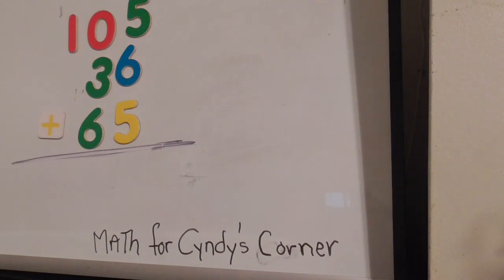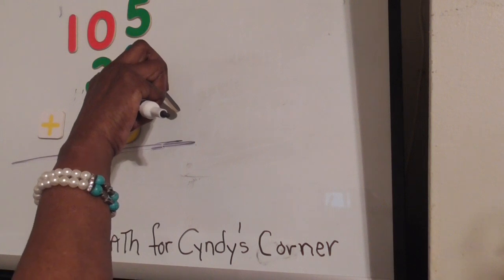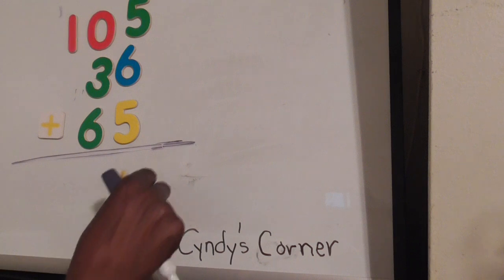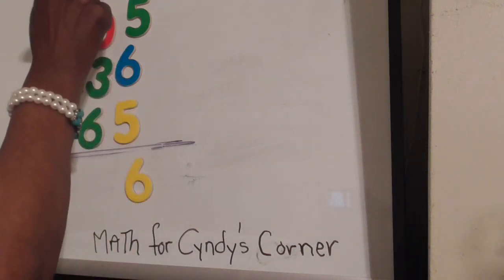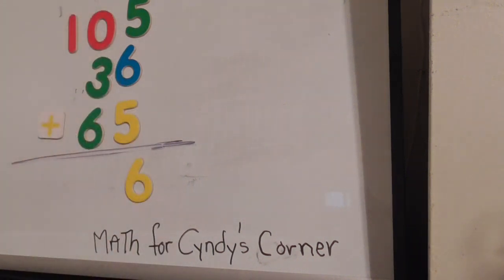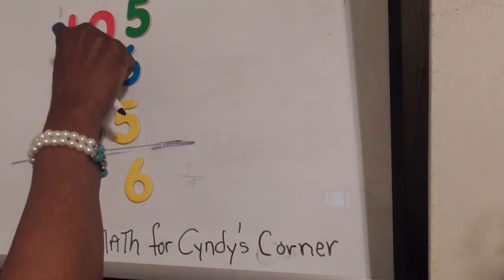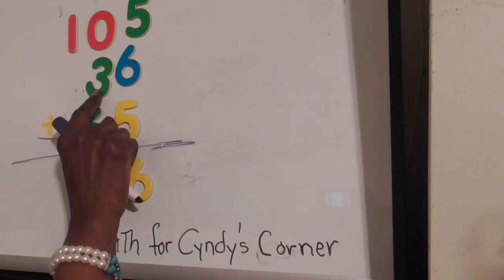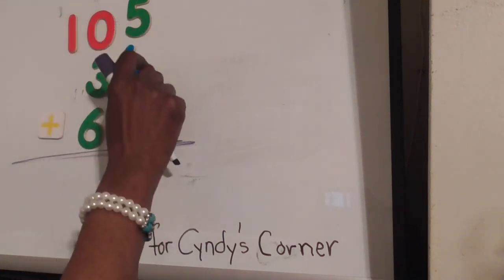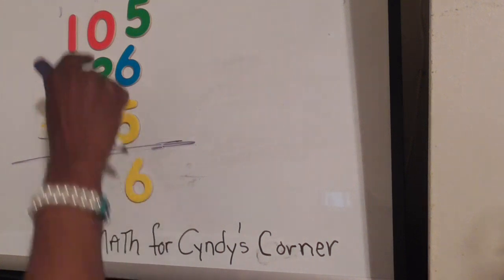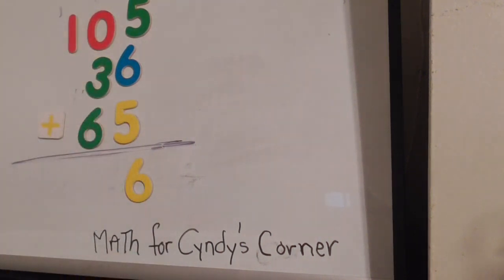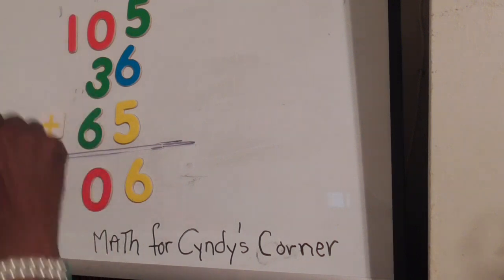5 plus 6 is 11. 5 more is 16. Carry a 1. 6 plus 0. 1 plus 0 is 0. 5 plus 6 is 11. 16. 6, carry a 1. 1 plus 0 is 1. 4. 10. Carry a 1.